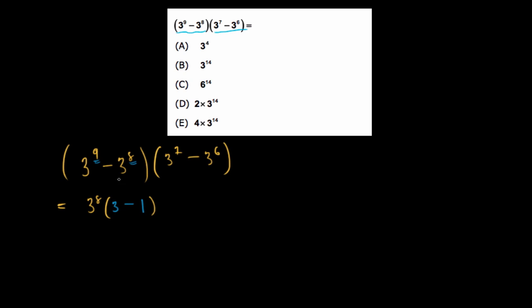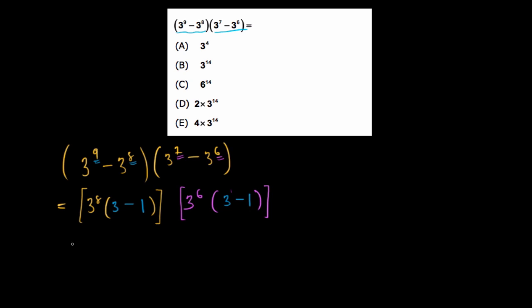Now for the next one, so let me just put this in a big bracket. For the next one, what you have here is 3 to the power 7 minus 3 to the power 6. Also here, the one that has the lowest power is 6. So 3 to the power 6 is going to be common to the two of them. So we have 3 to the power 6 as common, leaving 3 minus 1. So we can close this like this. When 3 to the power 7 is divided by 3 to the power 6, you'll be left with 3 to the power 1, and when this is divided by this, you'll be left with 1.